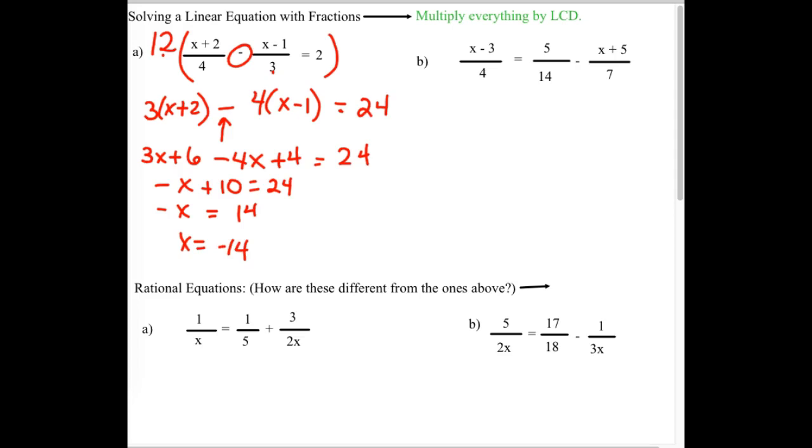All right. Checking that. Because we have some fractions, it's going to take a little more effort to check it, but we still can do it. Put a negative 14 in anywhere there was an x. Okay? Negative 14 plus 2 gets us negative 12 divided by 4. Gets me a negative 3. Then I have a negative 14 minus 1. That's negative 15 divided by 3 is negative 5, but we're subtracting that. And we're supposed to get a 2. Does it get us a 2? Okay. So our solution here would be a negative 14.